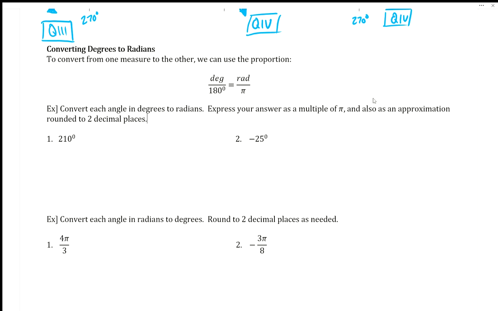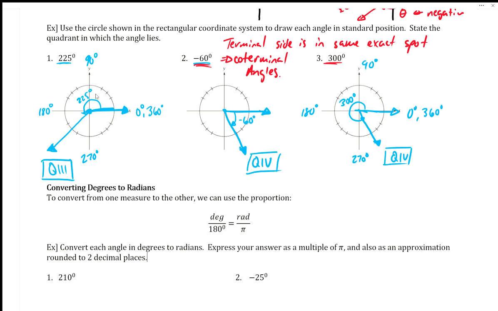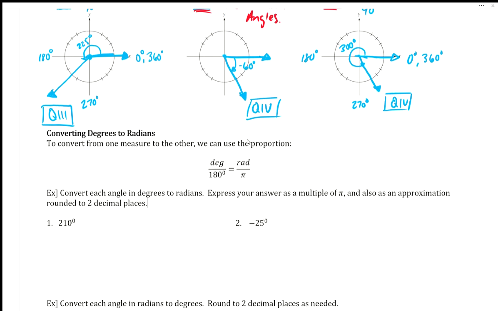Hi everyone, and welcome to our video on converting angles from degrees to radians. Well, let's just do degrees to radians for now. We'll see how that goes. Okay, so to convert one from the other, it goes back to right here. So we had our problems.